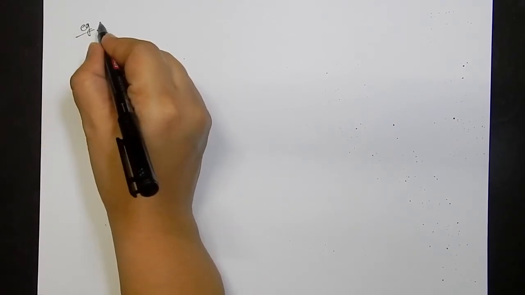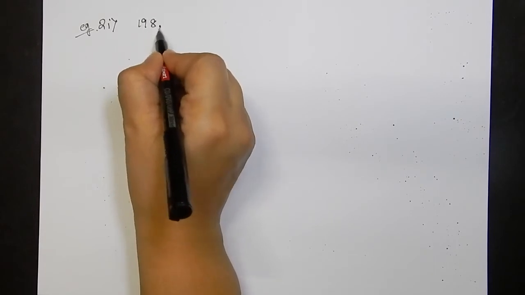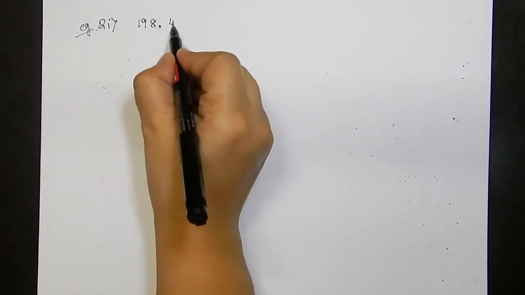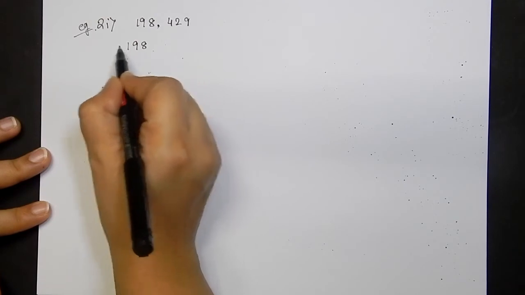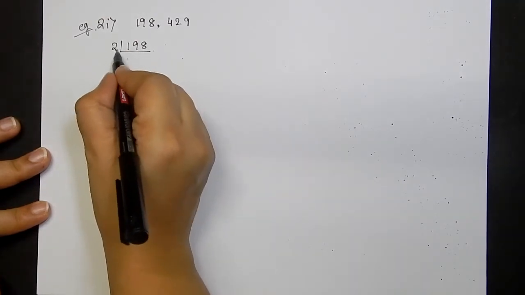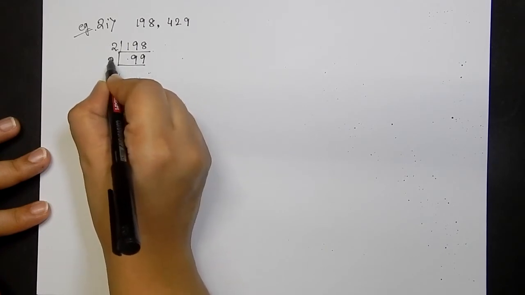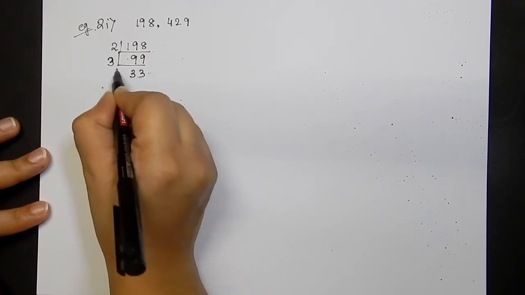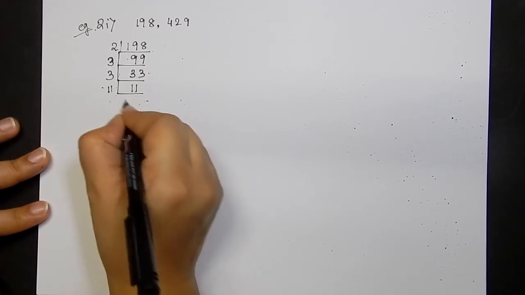198 and 429. This is an example from question 2 subpart 1. 198 and 429. So let us find the prime factorization of each one of them. 198, 2 9s are 18, 2 9s are 18, 3s are 33, 3s are 99, again 3 11s are 33, 11 is a prime number, so 11 1s are 11.